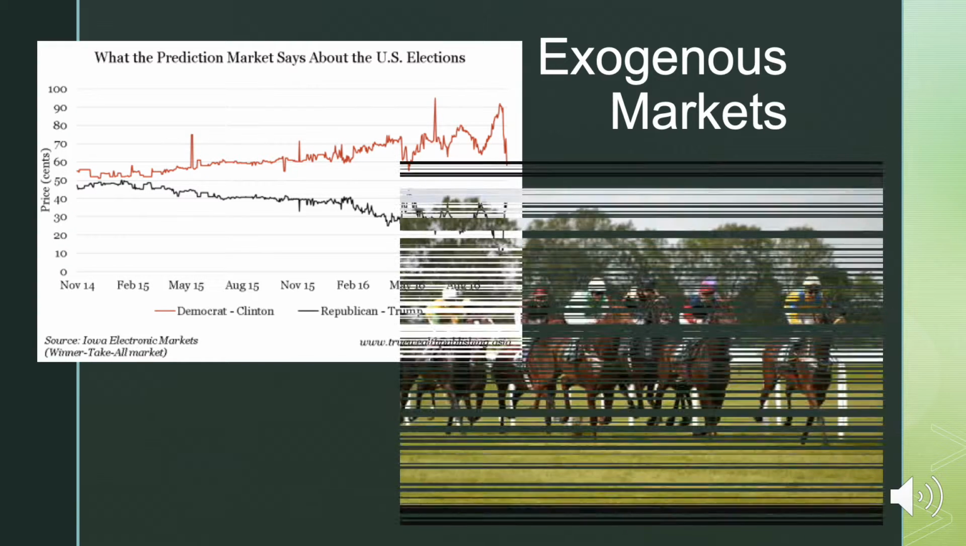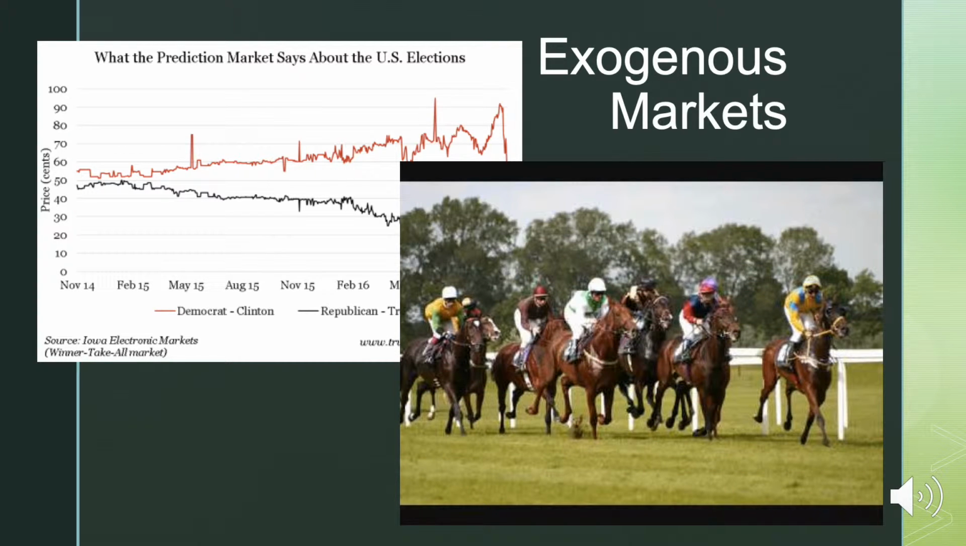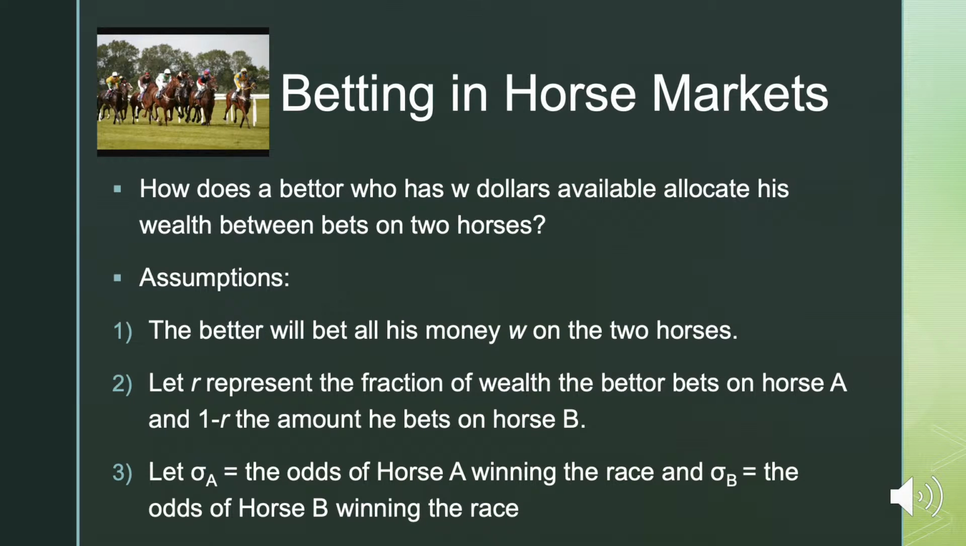Another great example is horse racing, which we're going to use to illustrate how actors in the market behave and make decisions about betting. In horse racing, we can ask the question: how does a bettor who has W dollars available to bet allocate his wealth between bets on two horses? First, we make several assumptions about this model. The bettor will bet all of their money, W, on the two horses. We let R represent the fraction of his wealth he bets on horse A, and 1 minus R the fraction he bets on horse B.